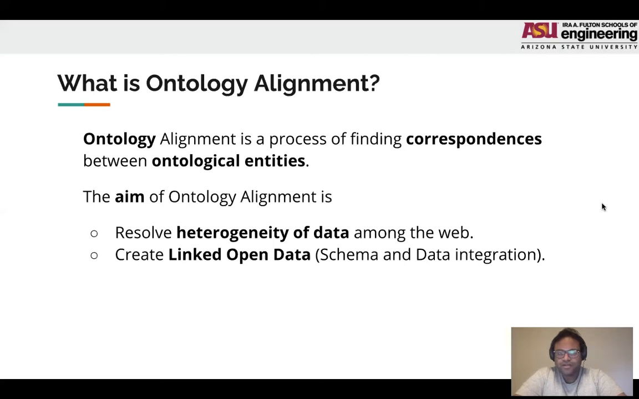So first, what is ontology alignment? Ontology alignment is a process of finding correspondence between ontological entities. Here in this definition, we know that an ontology is simply a knowledge base representing a particular domain. It consists of classes, concepts, and instances. The main idea of ontology alignment is to find corresponding or similar concepts, classes, or instances from different ontologies. They may belong to the same domain or to different domains. This is the main aim of ontology alignment: to create a linked knowledge base.